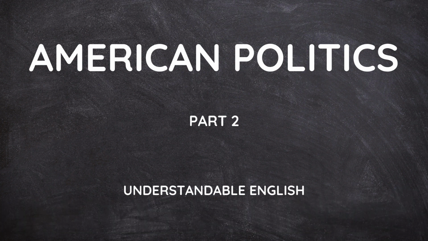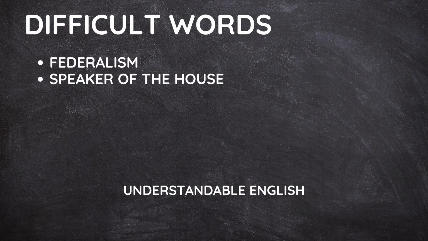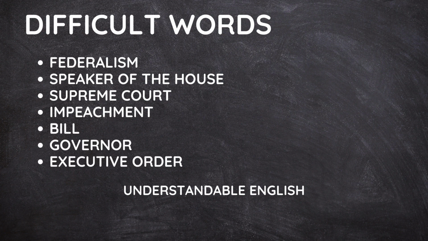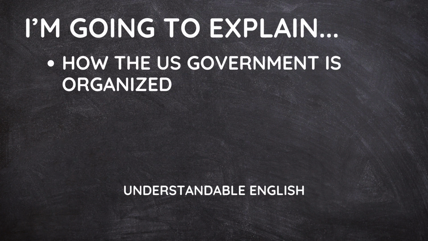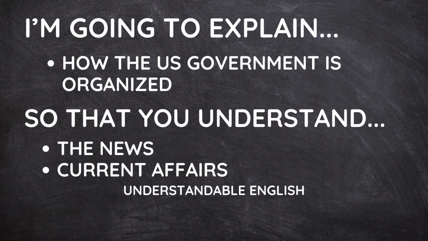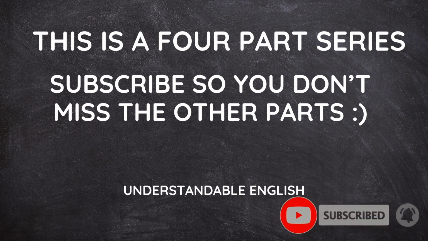Have you ever tried reading American news in English? Was it difficult? Maybe there were some words or phrases like federalism, Speaker of the House, Supreme Court, impeachment, a bill, maybe a governor or executive order. Well, in this series, I'm going to explain how the US government is organized so you can better understand the news and current events. This is a 4-part series, so subscribe so you don't miss any of the other parts.